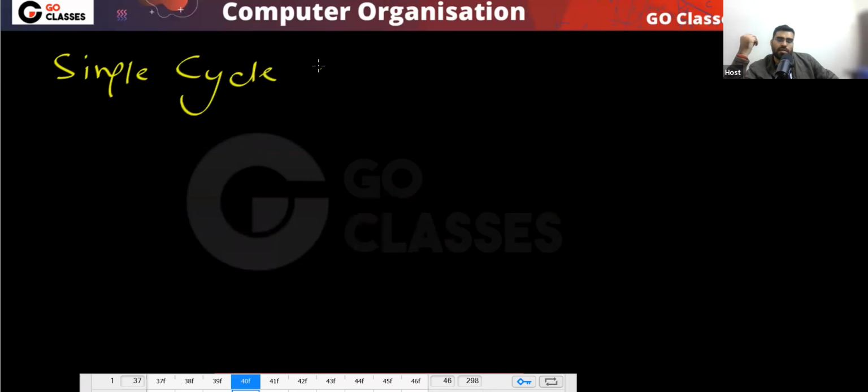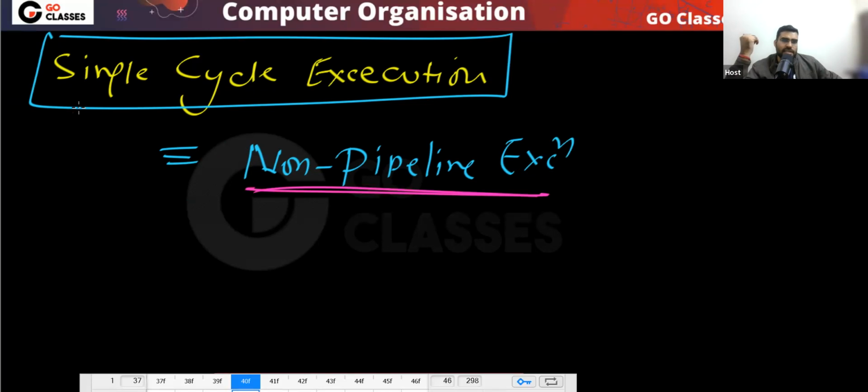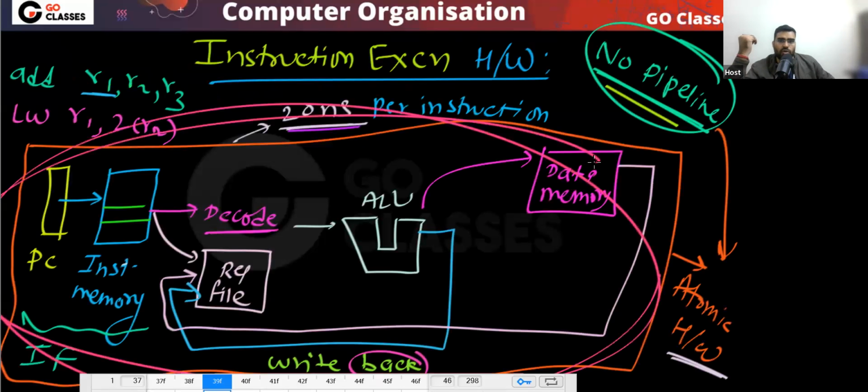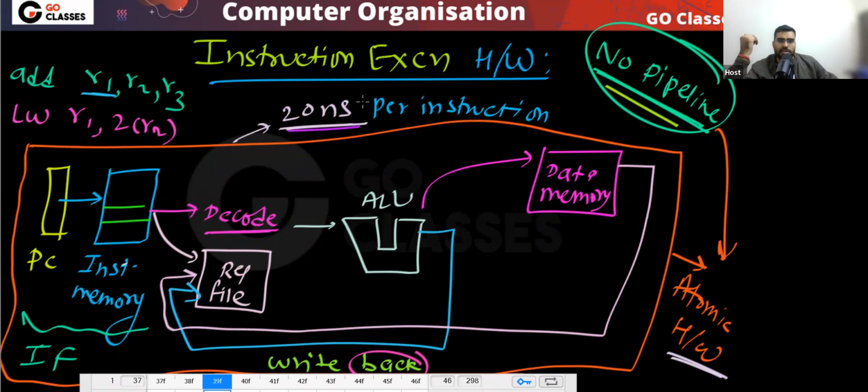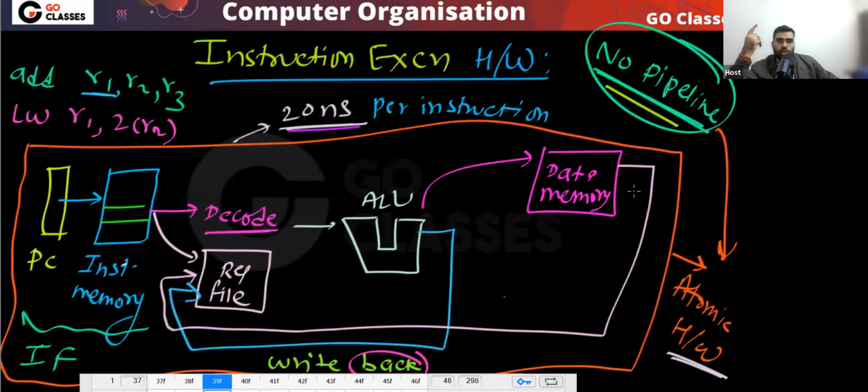Now, what is happening here is called single cycle execution. Is this clear? This non-pipeline execution that you have is called single cycle execution. What does it mean? In these 20 nanoseconds, one cycle time, only one instruction can execute. All these things will happen in one cycle.